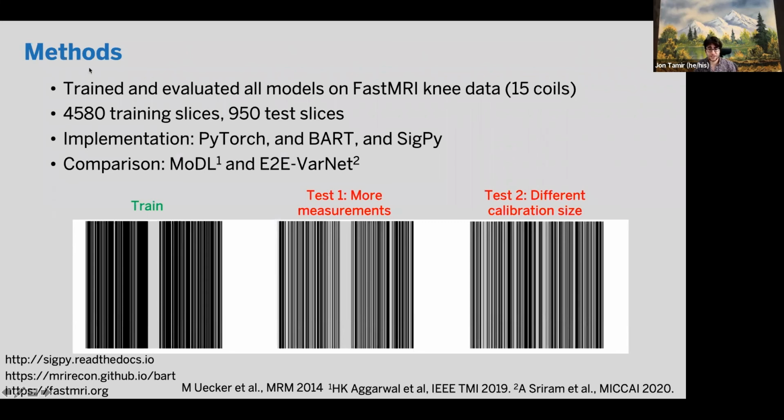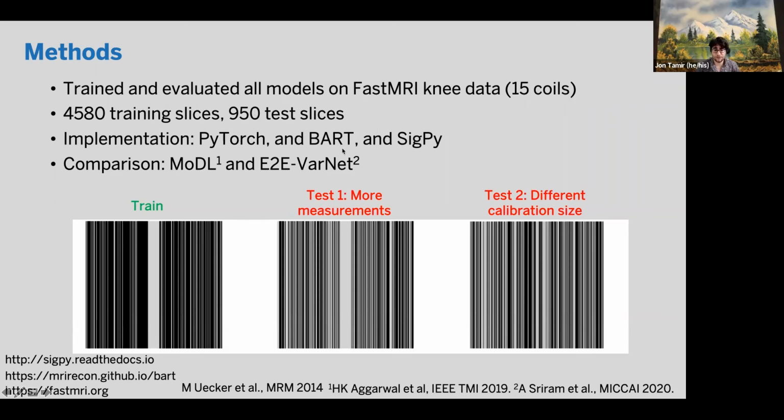Now, for this particular work, we trained and evaluated this on the FastMRI data. So FastMRI, which is a collaboration between Facebook and NYU, provides fully sampled data sets. And these have roughly 15 coils in each of these different scans. Now, just due to computation reasons, we didn't use the full training set. We used a subset of it, and we used about 4,500 slices for training and 950 slices for testing. And we implemented this directly in PyTorch.